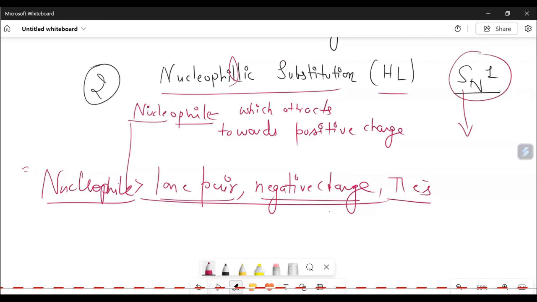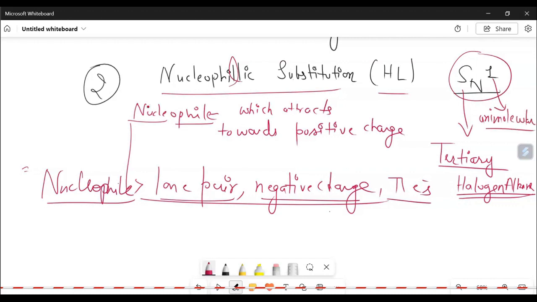In this SN1 reaction, it happens mainly on tertiary halogen alkanes, and the 1 stands for unimolecular, meaning a single molecule.